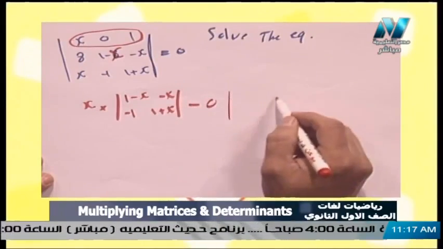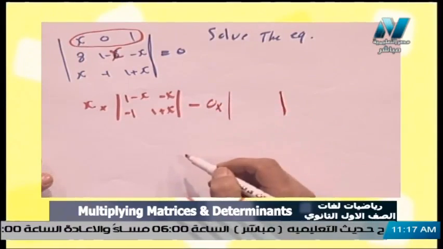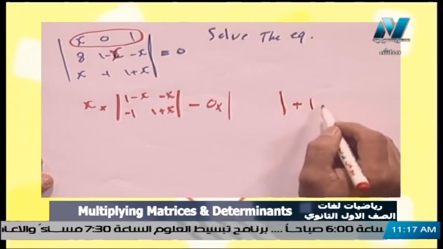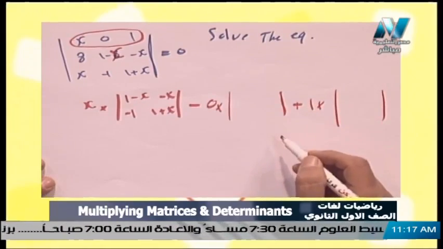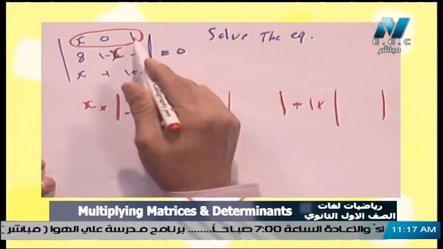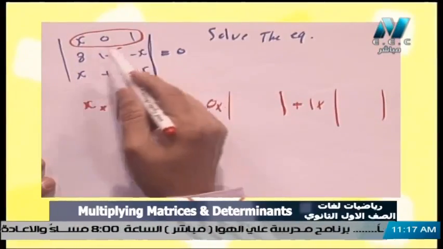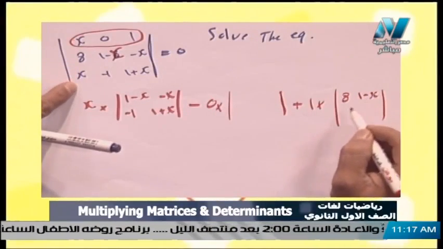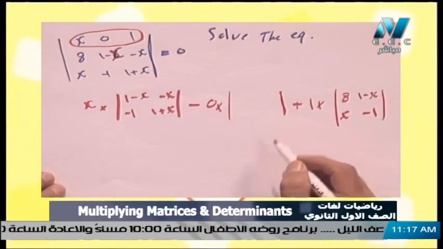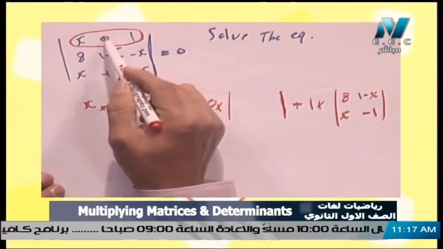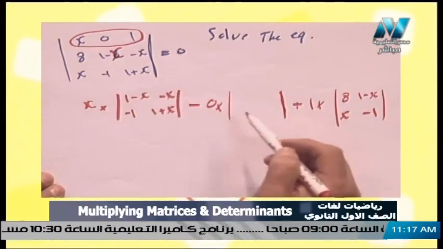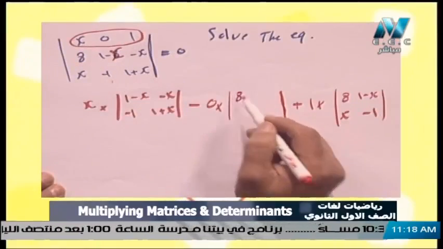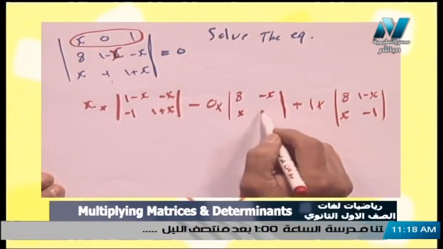Minus 0 multiplied by a column. The determinant will be 0, of course, so no need to write it. Plus 1 multiplied by the determinant: we cancel the first row and the third column to write 8, 1 minus x, x, and -1. And if you'd like to write this determinant, cancel the 0 column and row. It will be 8, -x, x, and 1 plus x.